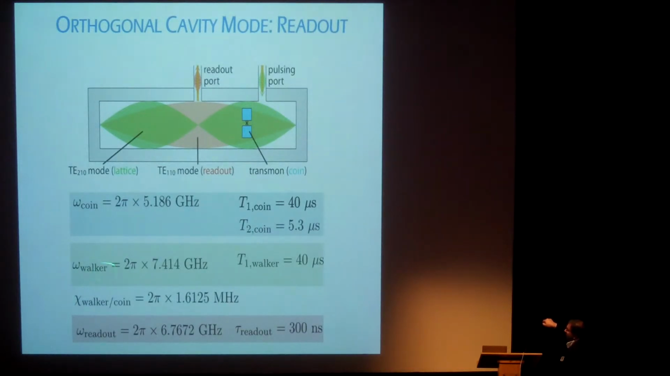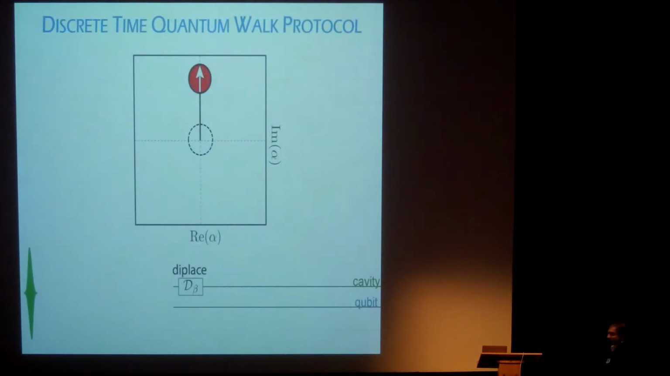The cavity lifetime is 40 microseconds. The interaction between the cavity and the qubit is 1.6 megahertz. So this gives you an idea of how many states I can coherently manipulate before I decay of the cavity. The readout is fast, about 300 nanoseconds. So let me show you some cartoons and some data of how this works.